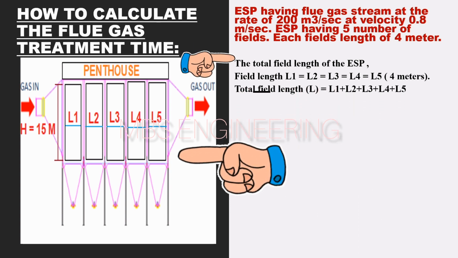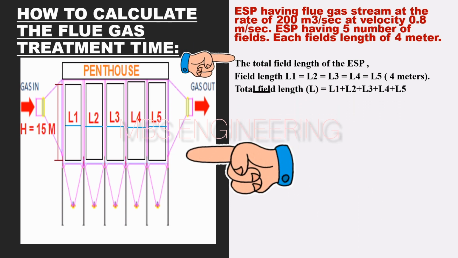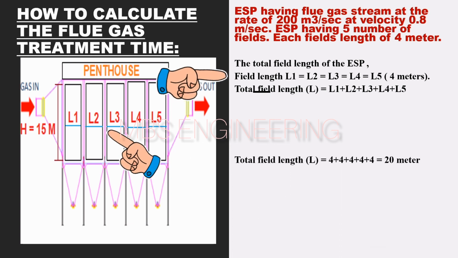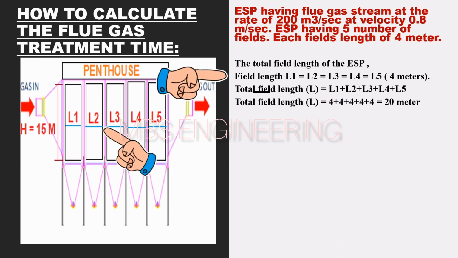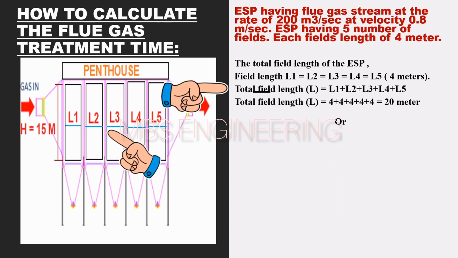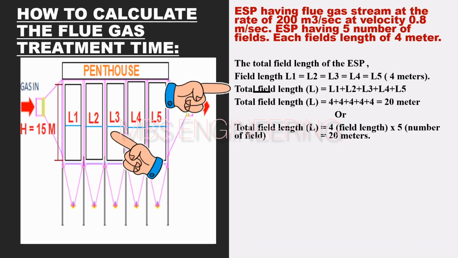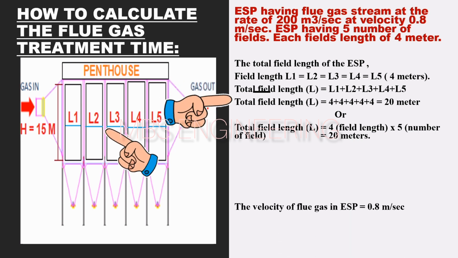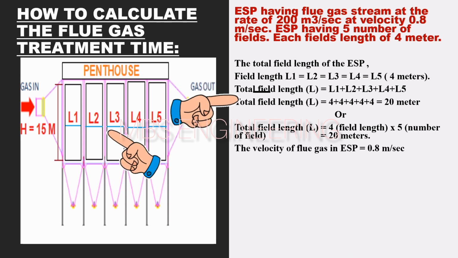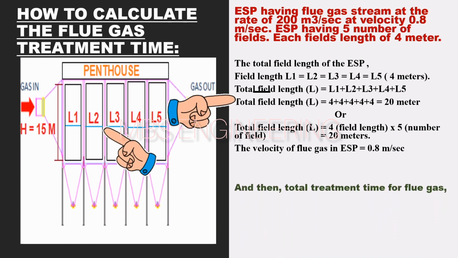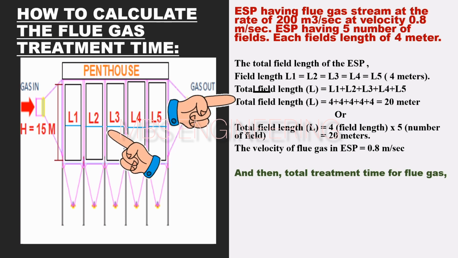Next, the total field length of the ESP. The individual field lengths L1, L2, L3, L4, and L5 are each 4 meters. Then, total field length, L, is equal to L1 plus L2 plus L3 plus L4 plus L5. So, total field length, L, is equal to 4 plus 4 plus 4 plus 4 plus 4, so the total field length is 20 meters.